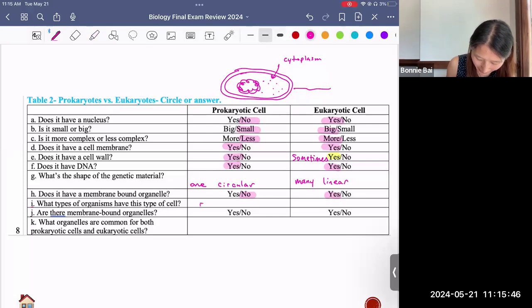These are bacteria and archaea. These are the prokaryotic cells. Eukaryotic cells, we have plants, animals, fungi, and protists.